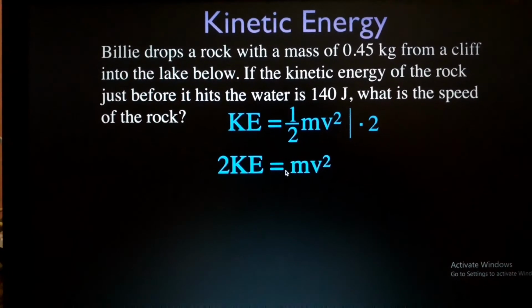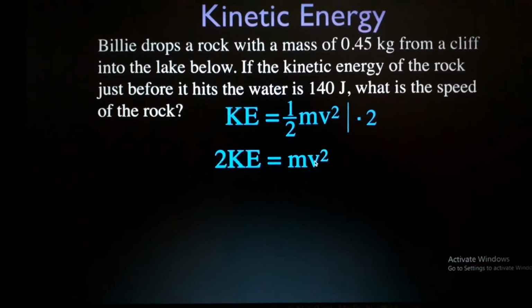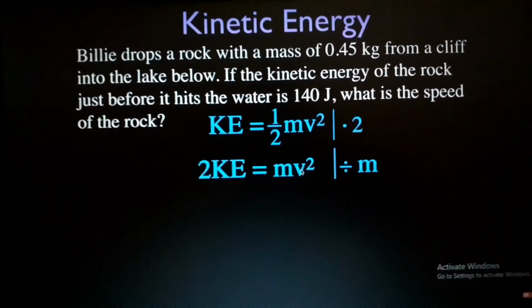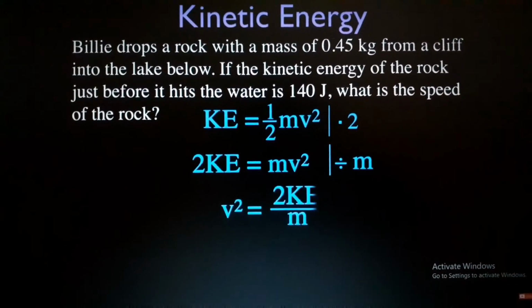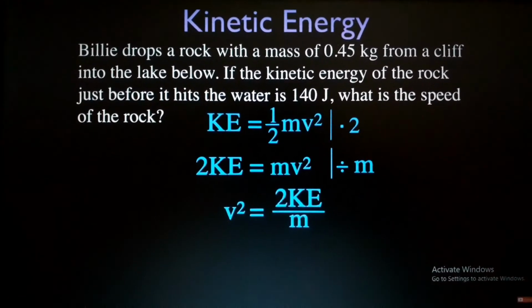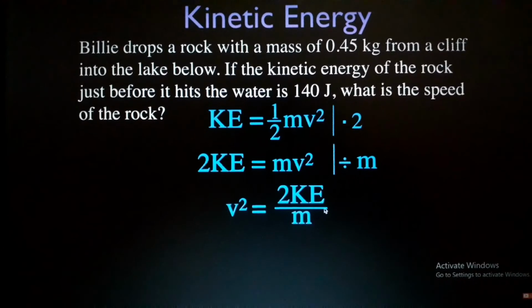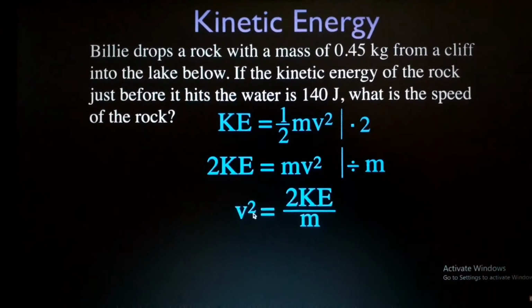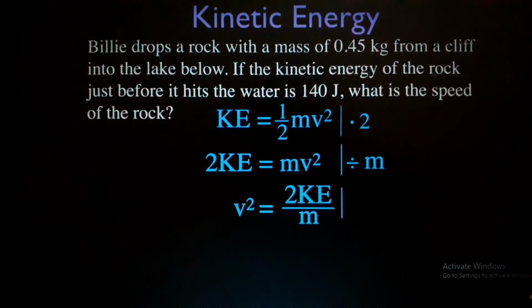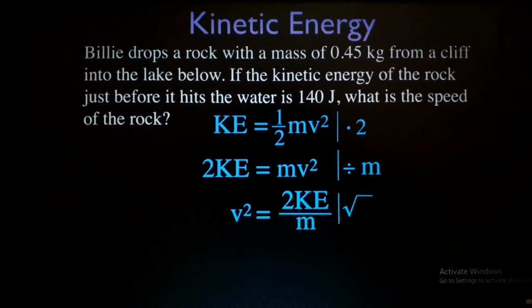Now here we have the same equation we had in the previous example, but now we don't want to solve for the mass, we want to solve for the velocity squared. So we're going to move the mass over to the other side by dividing by the mass, and now we have that the velocity squared is 2 times the kinetic energy divided by the mass. But we don't want to know the velocity squared, we want to know the velocity. So in order to get rid of the squared, we're going to take the square root of both sides. When we do one thing on one side, we got to do the same thing to the other side.